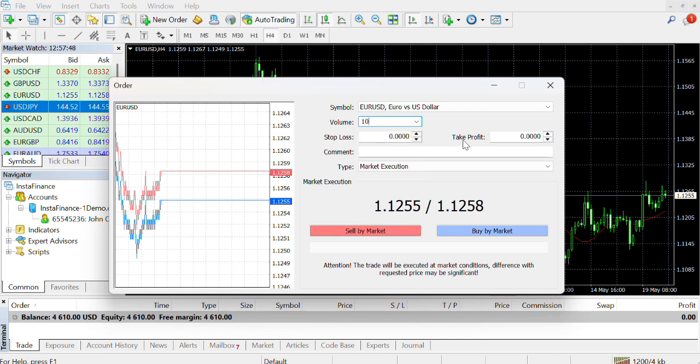Then here we have the stop loss and the take profit. This is a topic we will discuss in the next video, so how to use it. We're going to discuss that in the next video.